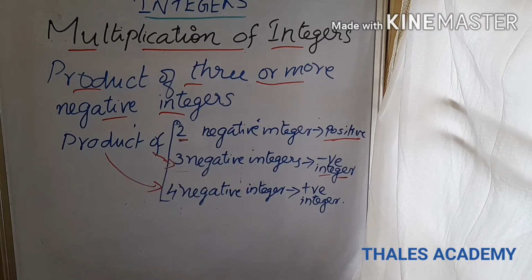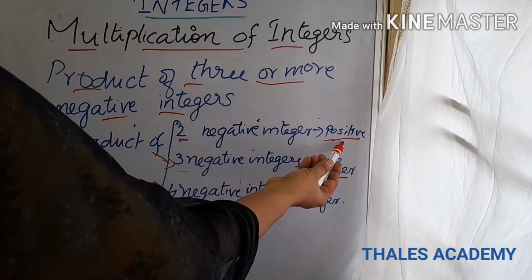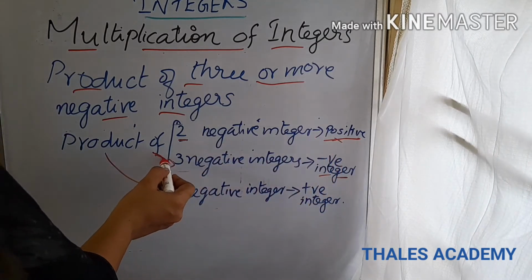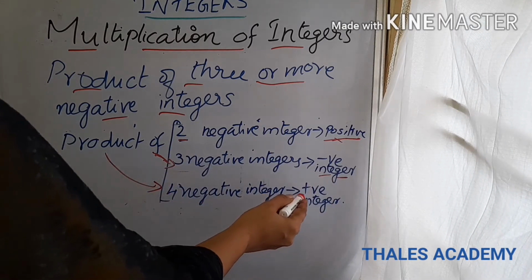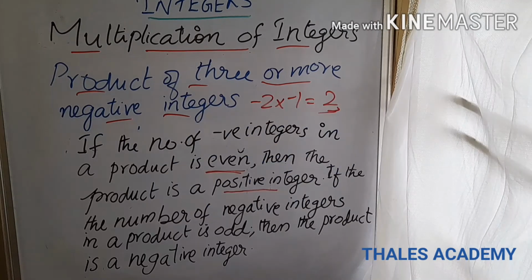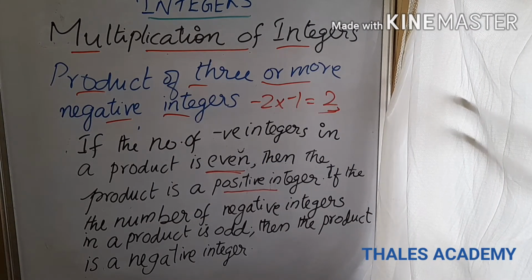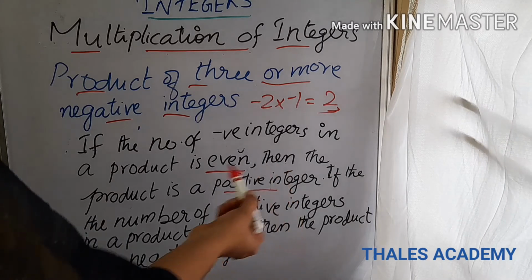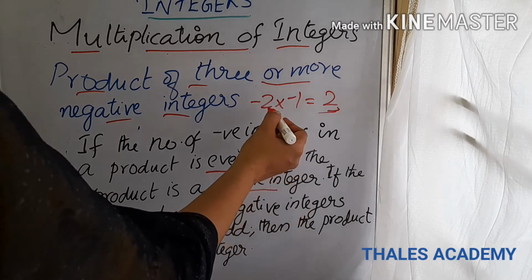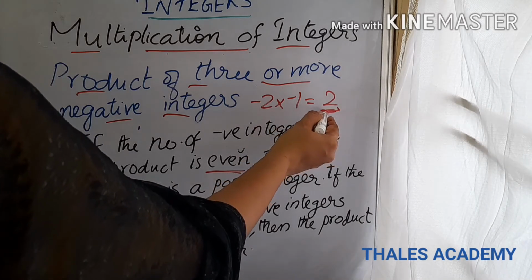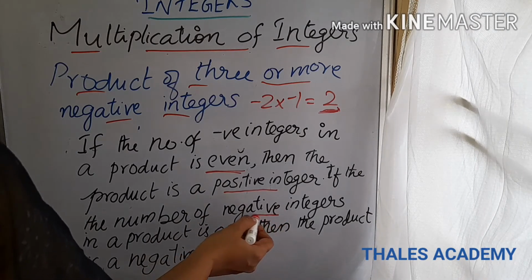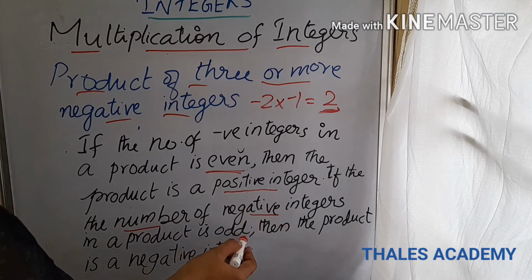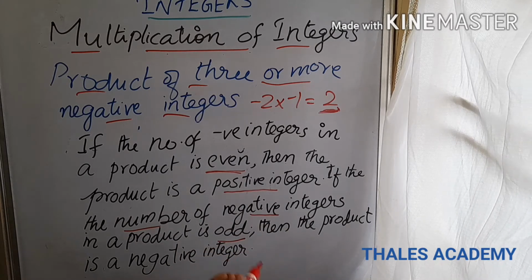From the above, we find that the product of two negative integers is a positive integer. The product of three negative integers is a negative integer. The product of four negative integers is a positive integer. If the number of negative integers in a product is even, then the product is a positive integer. That is minus 2 into minus 1 equals positive 2. If the number of negative integers in a product is odd, then the product is a negative integer.